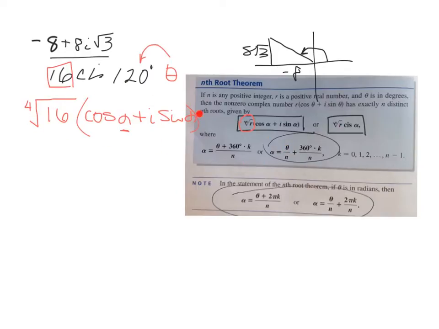So I'm going to use this here, which is what I've got right here, in order to solve this. How do I find alpha? That's what this part right here is. I already know that my r is going to be 2. That's the easy part. The next part is finding out what my alpha is.